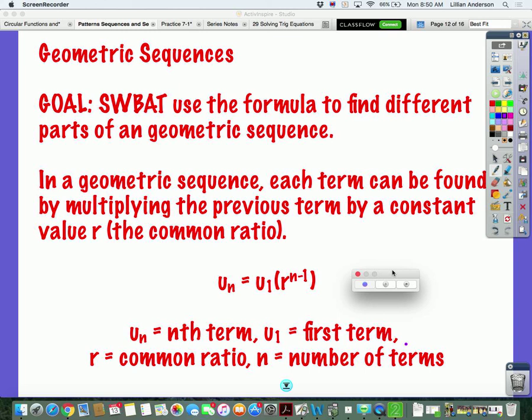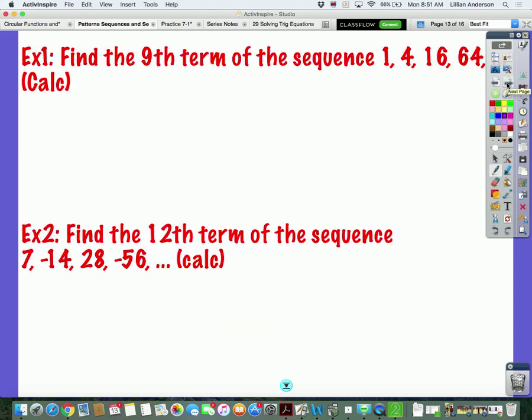You have your set formula of u sub n equals u1 times r raised to the n minus 1, where u sub 1 is still your first term, n is still your number of terms, and u sub n represents the nth term. R, of course, is your common ratio. Again, this formula is in your reference booklet, so you do not have to worry about memorizing it, but you do need to know what each variable represents, because that is not in your reference booklet.